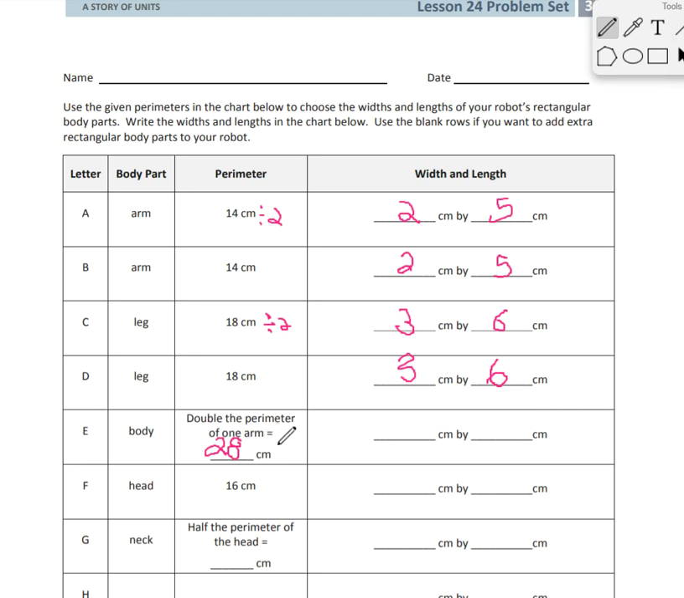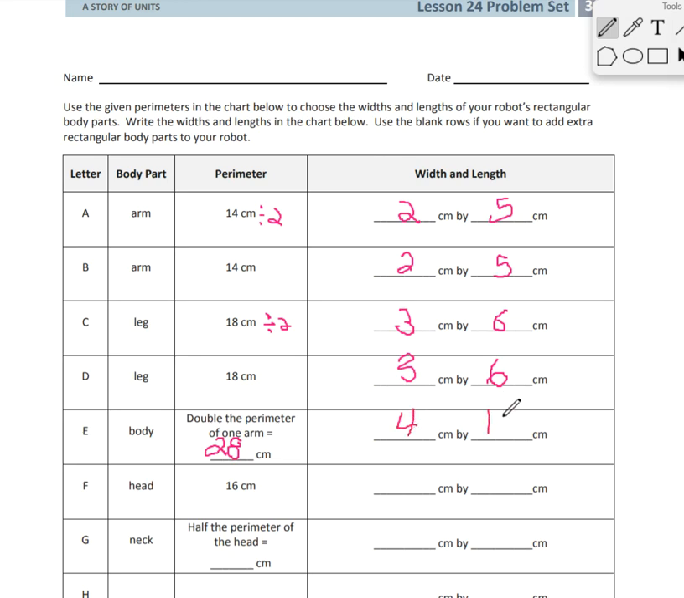So I'm going to keep using our formula. 28 divided by 2. Ooh, we definitely know that one because, hey, when we double something, what we had originally, that is half. So I'm thinking, let's see, I want two numbers that add up to 14. I am going to pick 4 and 10.